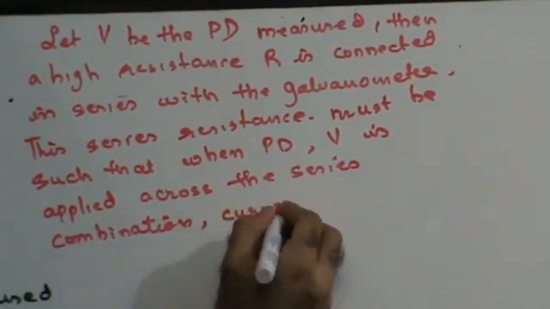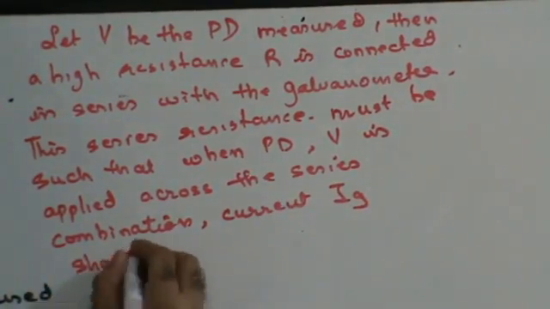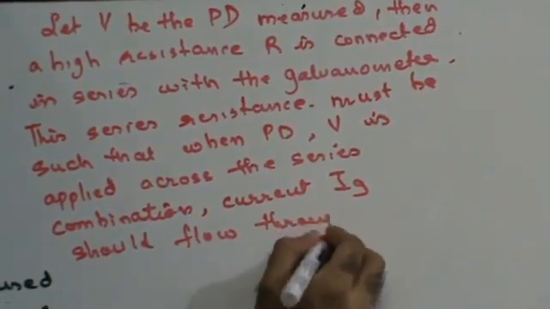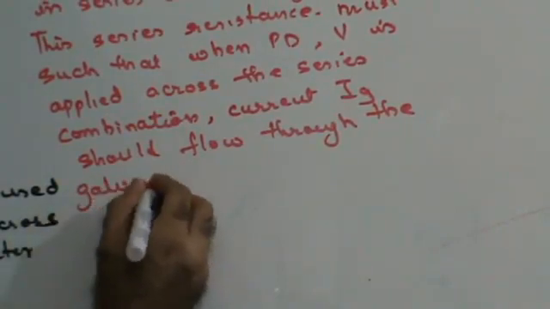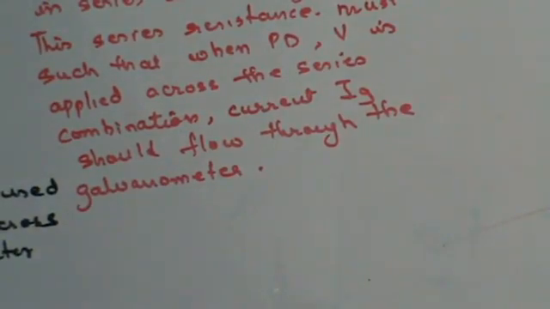Current Ig should flow through the galvanometer. Fine, do we get this?